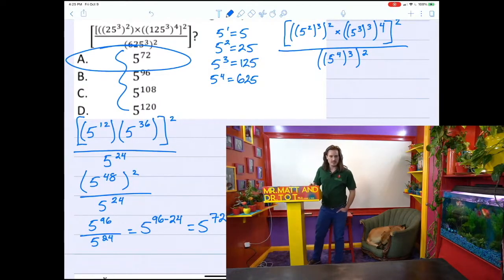Oh, I'm sorry, can't see that. Let me resize my camera here.